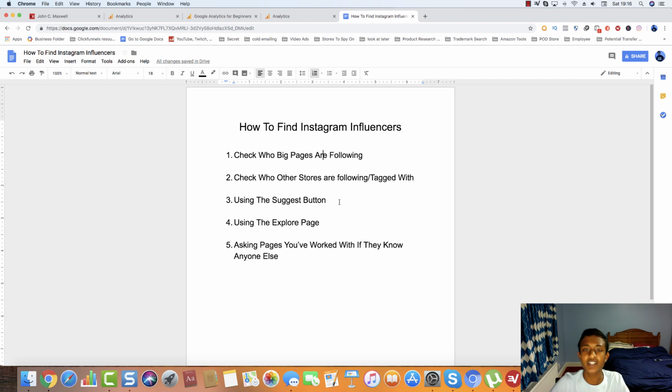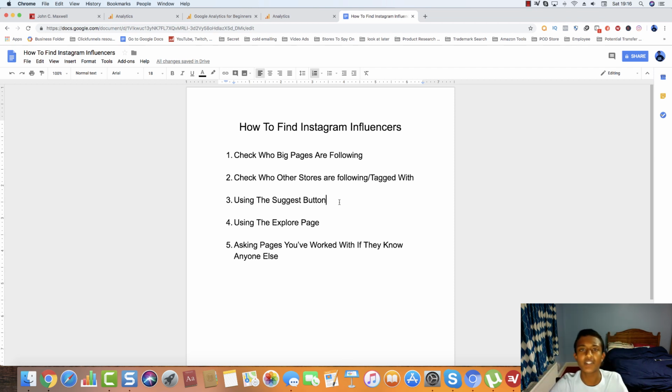And number 3 is using the suggest button, which I'm sure is the general one people go over. This is the most basic one, but the other ones I'm talking about in this video are unique. Using the suggest button, when you go to a big page, click that little down arrow icon, and you'll be able to see more similar pages to that one.